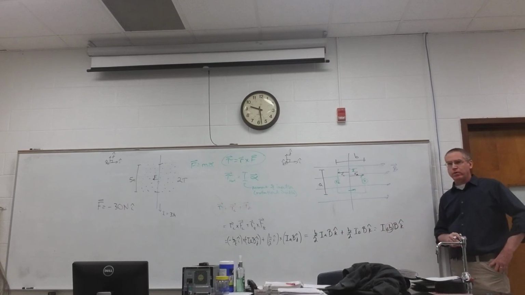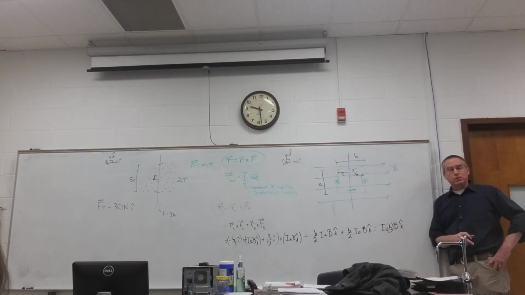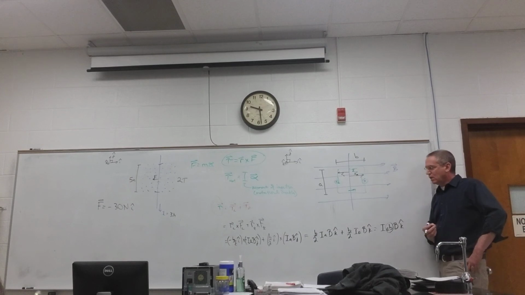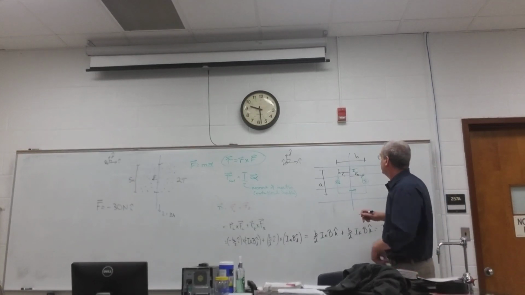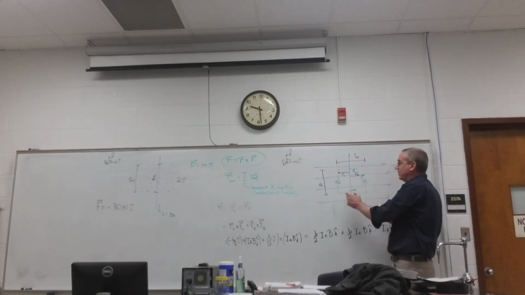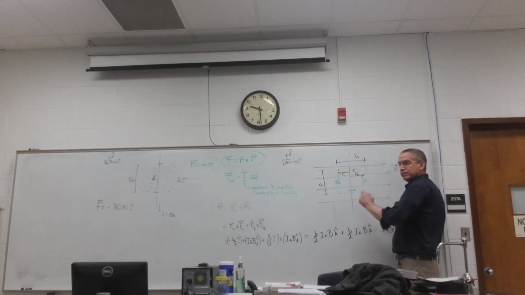All right, questions here before my next question? Should it be over 2? How do you get b over 2? Oh, because b is the full length from here to here, but the radial vector is just half of that.